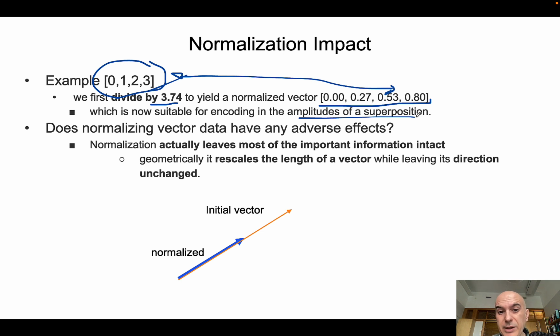Actually, normalization leaves most of the important information intact, that is the global structure. What it does is basically taking our vector and rescaling it to have a norm of 1. As you can see, all the global information, that is the direction of the vector, is intact, and what is going to change is the actual amplitude. So geometrically, normalization rescales the length of a vector while leaving its direction unchanged. So the global properties are kept unchanged. This is the last slide of this lecture, and talk to you soon.